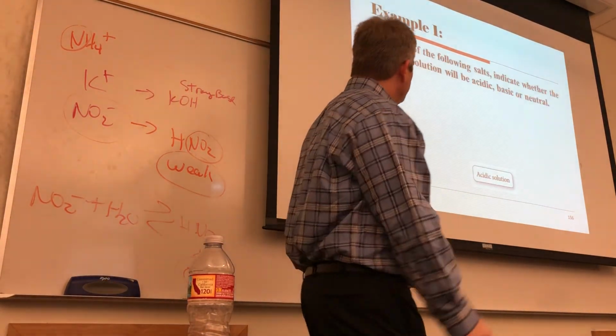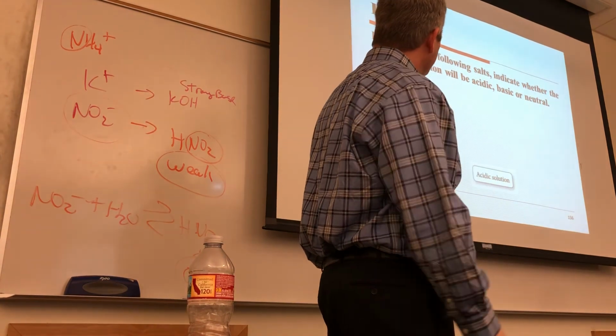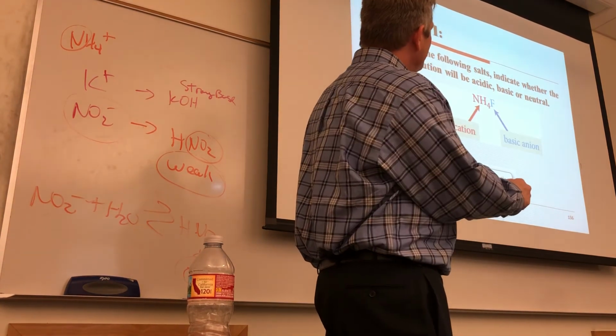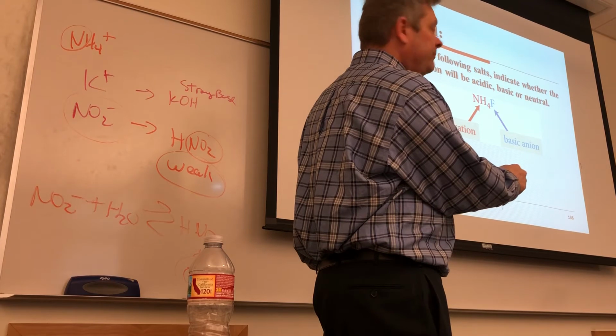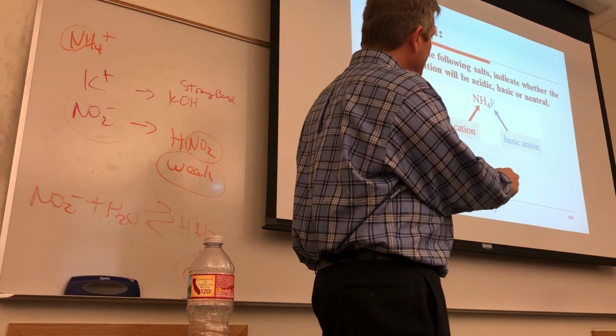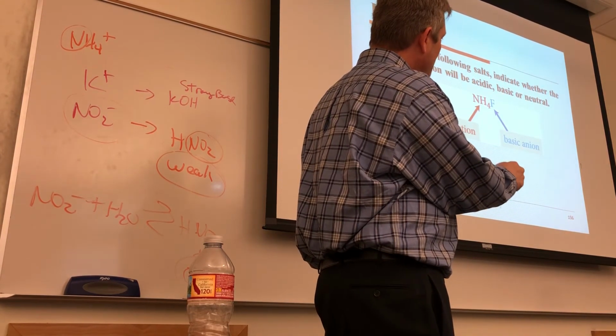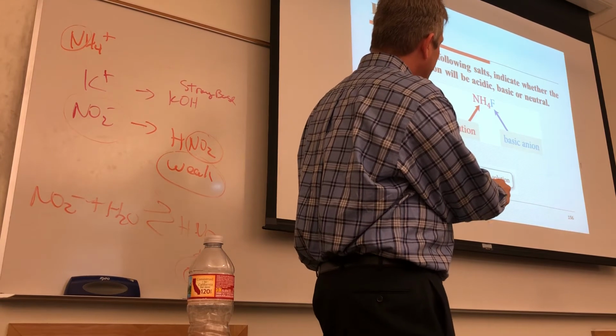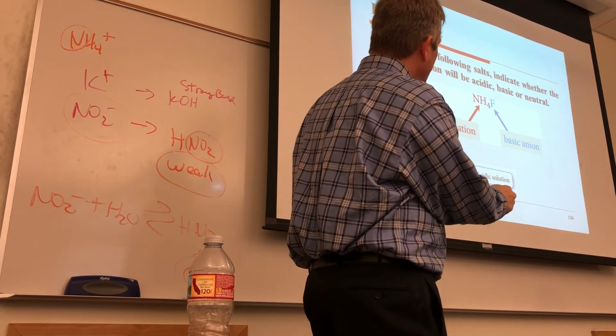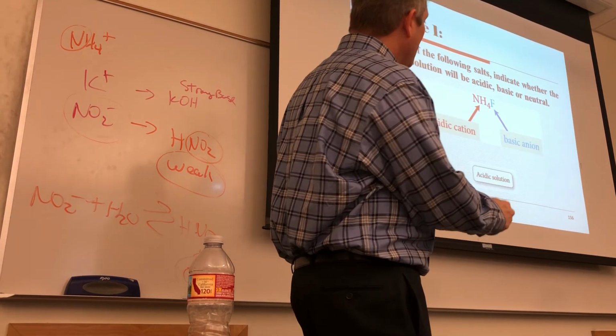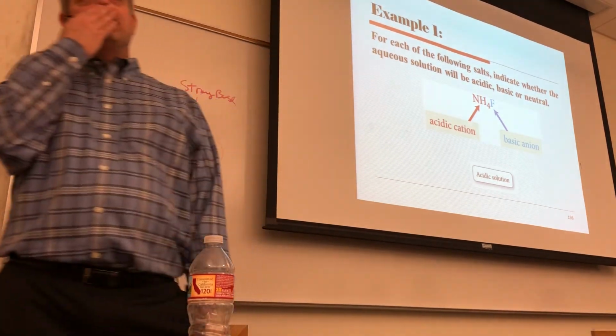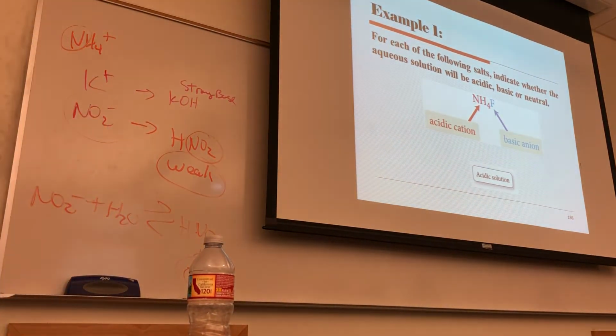Okay. Let's do one more. So this is coming off of a weak base, this is coming off of a weak acid, so I have an acidic cation and a basic anion, and I want to know what the overall solution here is. What do I have to know? Which one is greater, your K's. If I know the K's, then I can determine it.